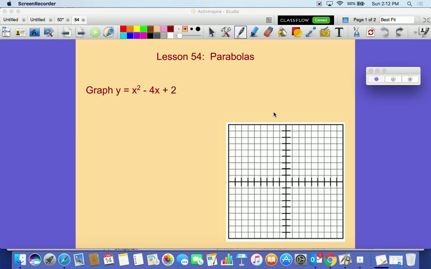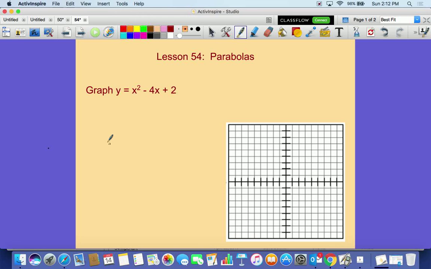What the book wants you to do is complete the square. To be honest, most of you are not going to do that. Instead, what you're going to do is use the equation negative b over 2a to find the x value of your vertex.